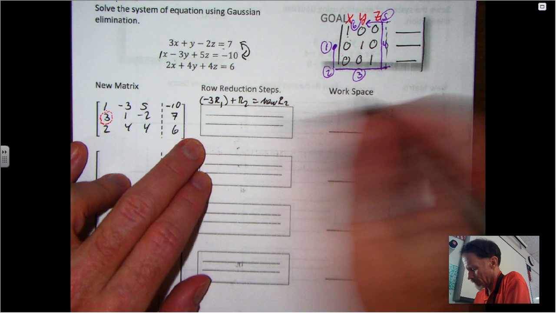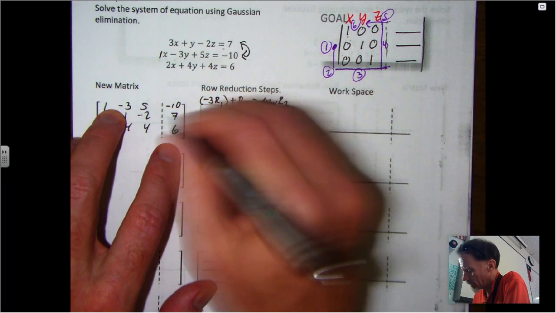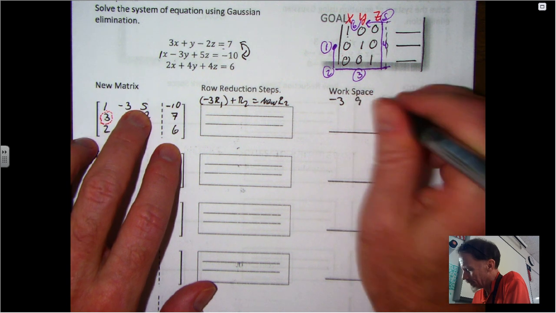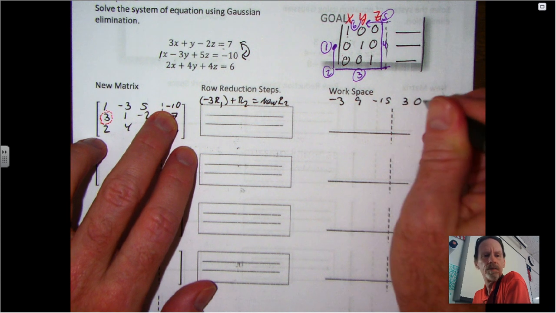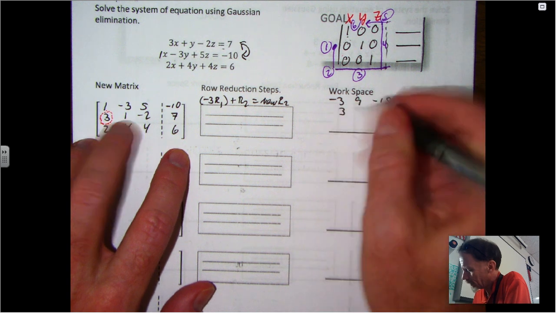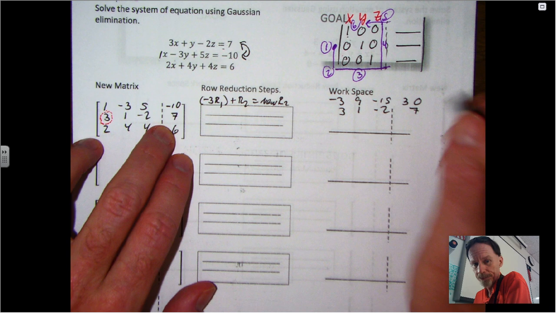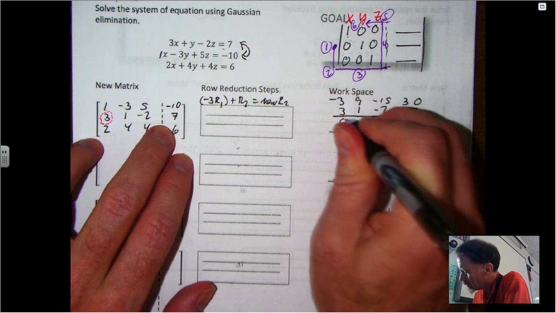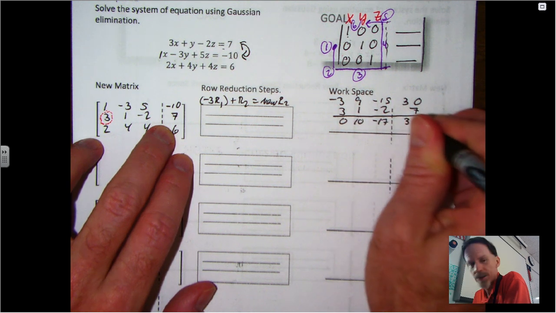I'm going to write that over here. So I'm going to have -3 times all that: -3, 9, -15, and 30. And then row 2 stays the same: 3, 1, -2, and 7. Combine those up, and we have 0, 10, -17, and 37.